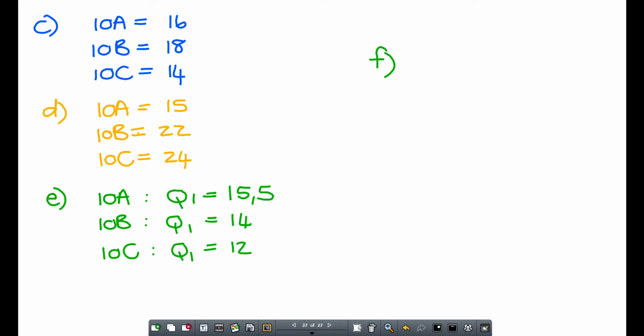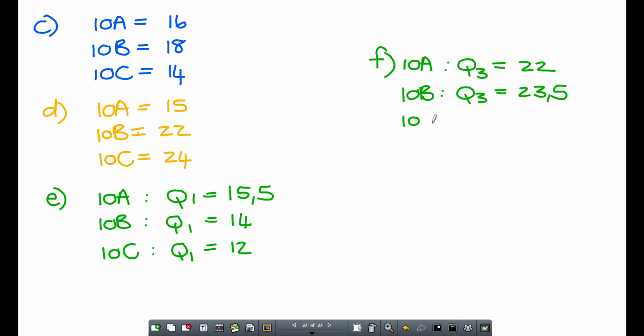Okay, F. Sê, bereken die boonste kwartiel, so that's upper quartile. So at 10A, upper quartile is quartile 3 en dis 22. By B is kwartiel 3, 23,5. En by 10C, your upper quartile would be 20,5.